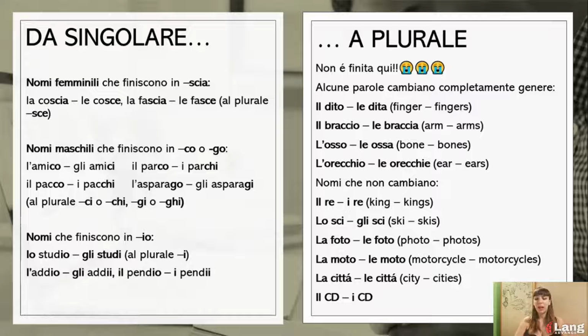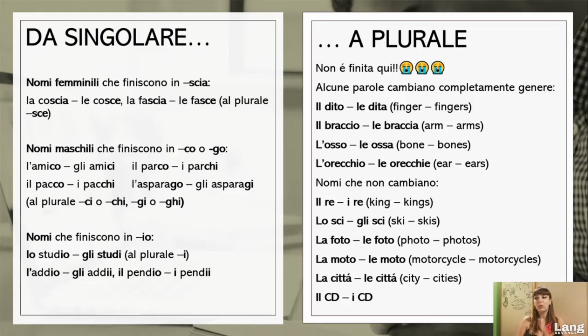We also have nouns that never change. Il re, i re. The king, the kings. Lo sci, gli sci. La foto, le foto. La moto, le moto. Every word that needs an accent at the end, like city, la città, will not change when it changes into plural. So it will stay la città and le città, even if it's plural.